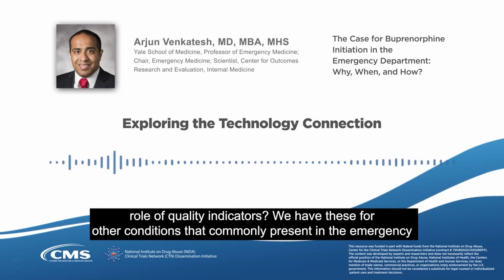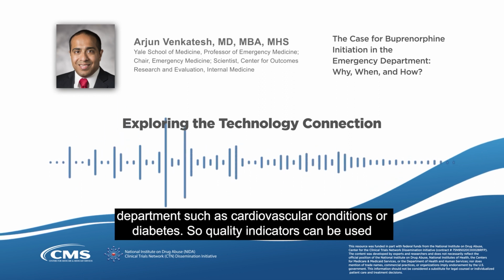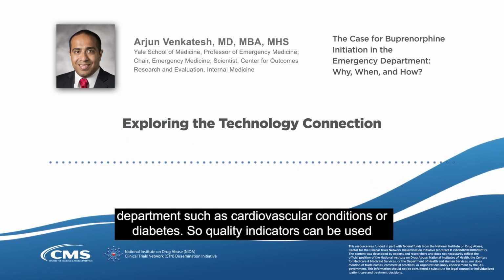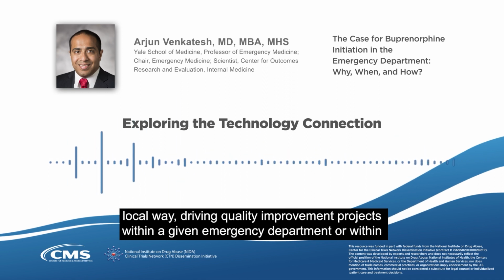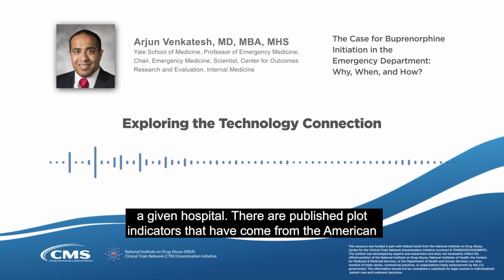We have these for other conditions that commonly present in the emergency department, such as cardiovascular conditions or diabetes. So quality indicators can be used in a variety of different ways. I think probably their first and most important use is in a very local way, driving quality improvement projects within a given emergency department or within a given hospital.